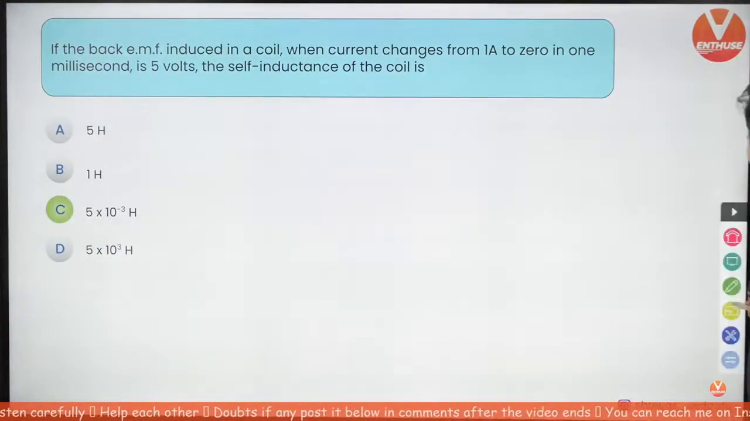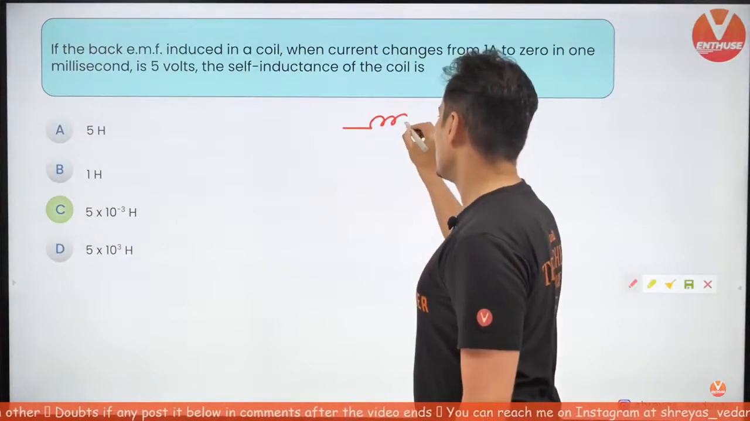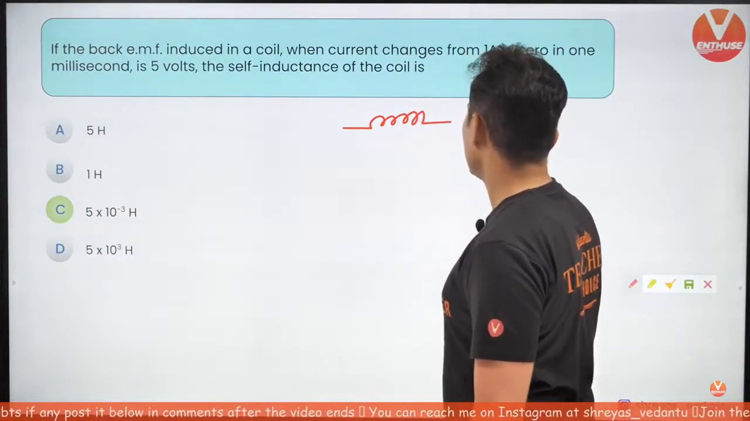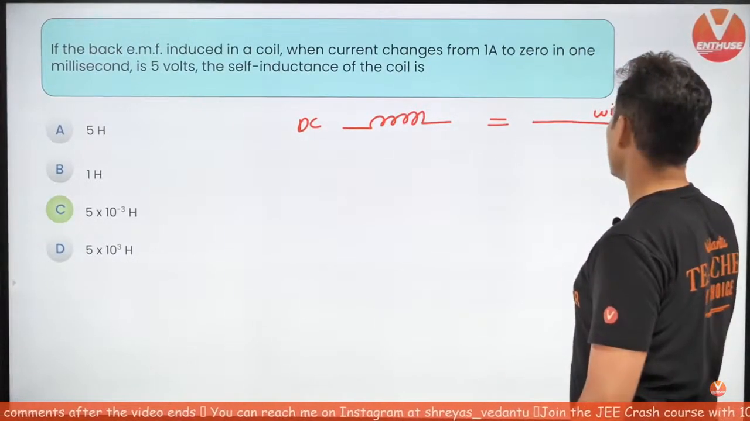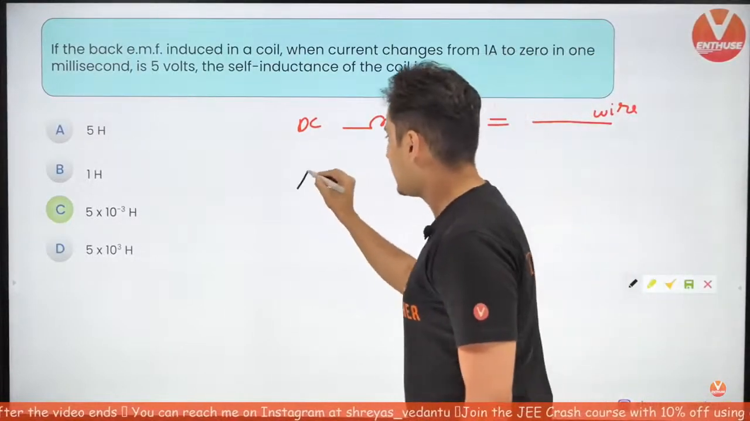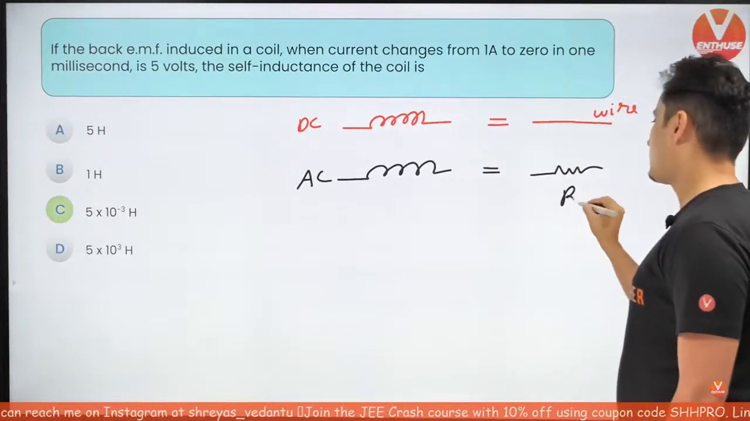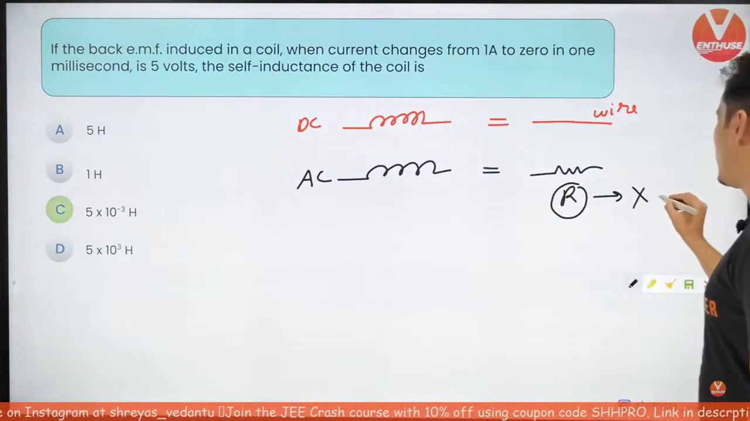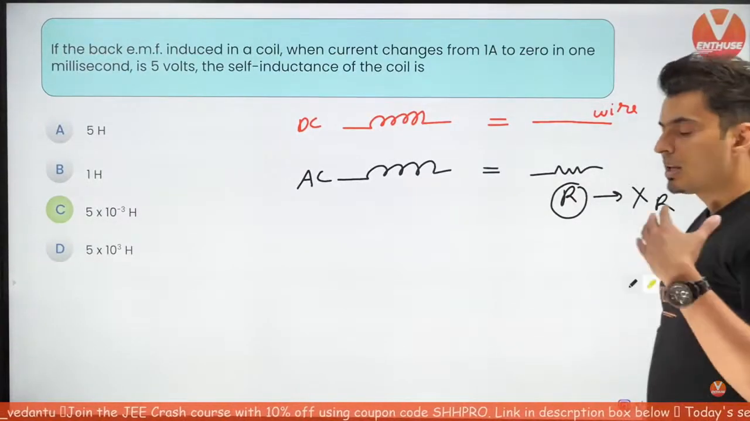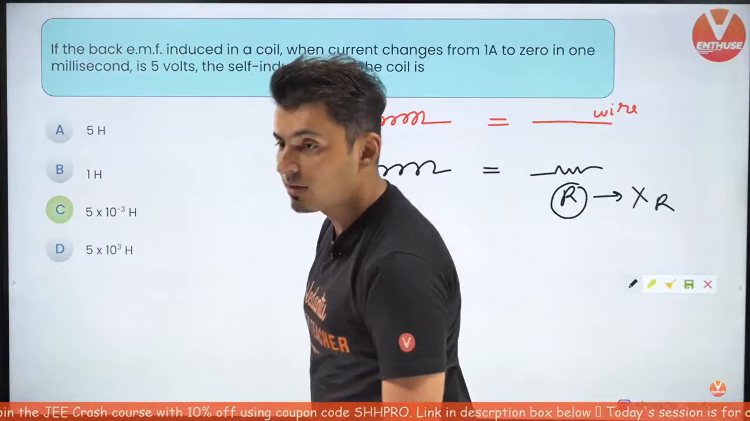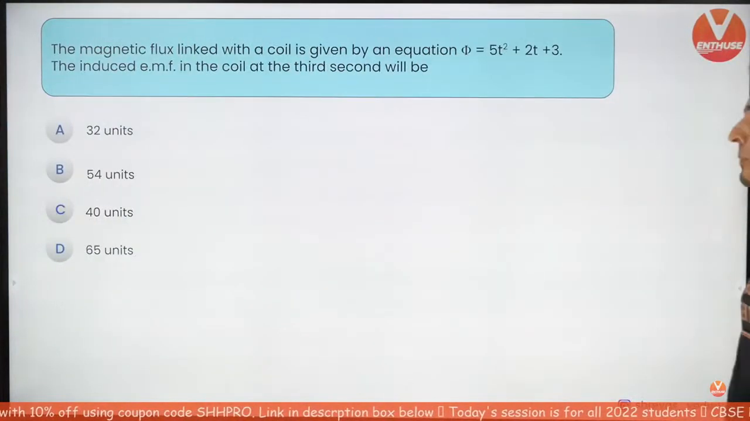Perfect. Somebody was asking what is the difference between the behavior of an inductor in AC and DC. So an inductor in DC is like just a wire, whereas in AC circuits an inductor will behave like a resistance. That resistance is called inductive reactance. So for AC, the inductor provides some resistance. For DC, it is like a wire. That's something which you should know.